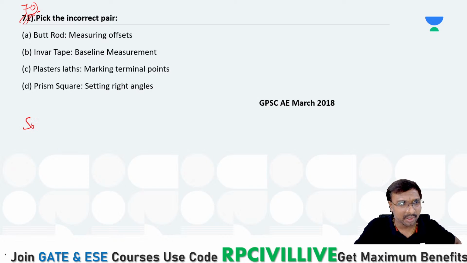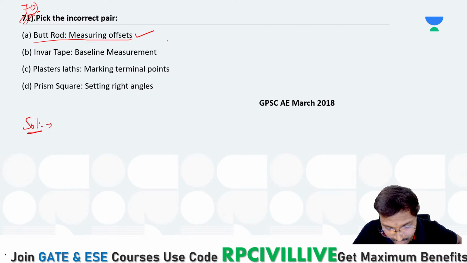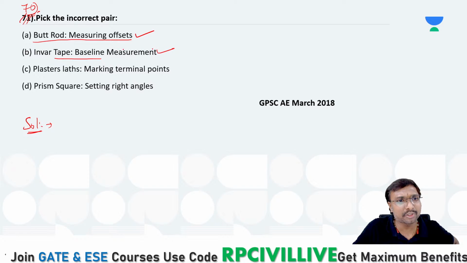If you just observe, what is the purpose of this butt rod? Butt rod is used for measuring the offsets. That is correct only, right? Next, invar tape: just now we have seen invar tape is used for baseline measurement. Because we require accurate measurement for the baseline, we will be using a material which is not affected much by environmental conditions or temperature effect. That is invar steel we are using, right?